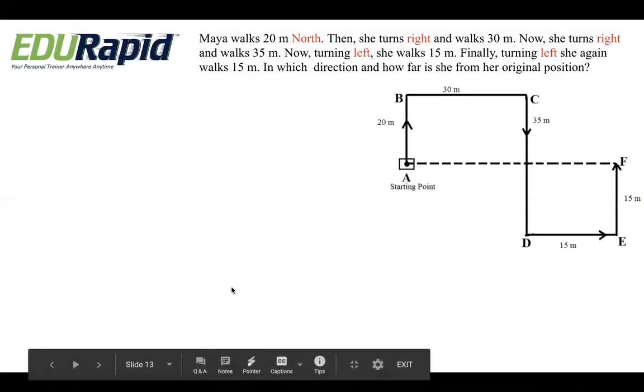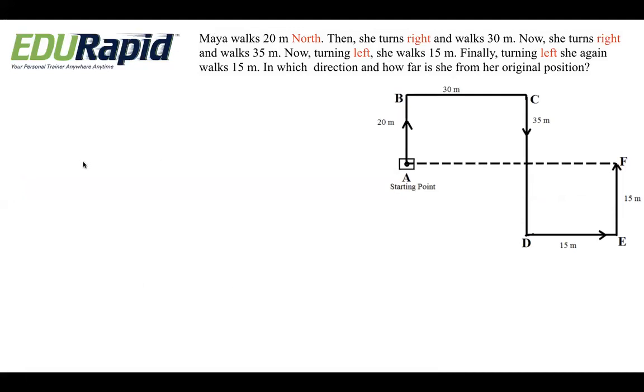Let's look at the solution now. Here, the question says, Maya walks 20 meters north. For this problem, let's assume the starting point is A. And let's say Maya walks 20 meters north. So she goes north and reaches point B.